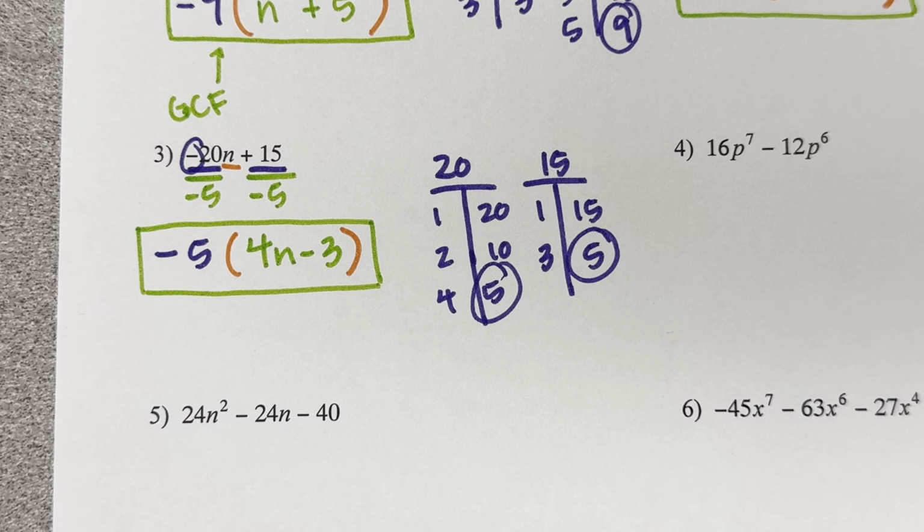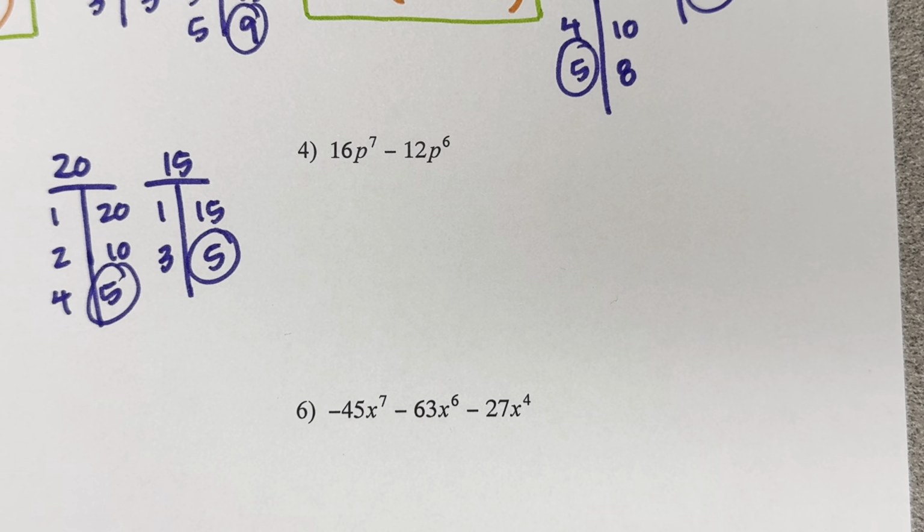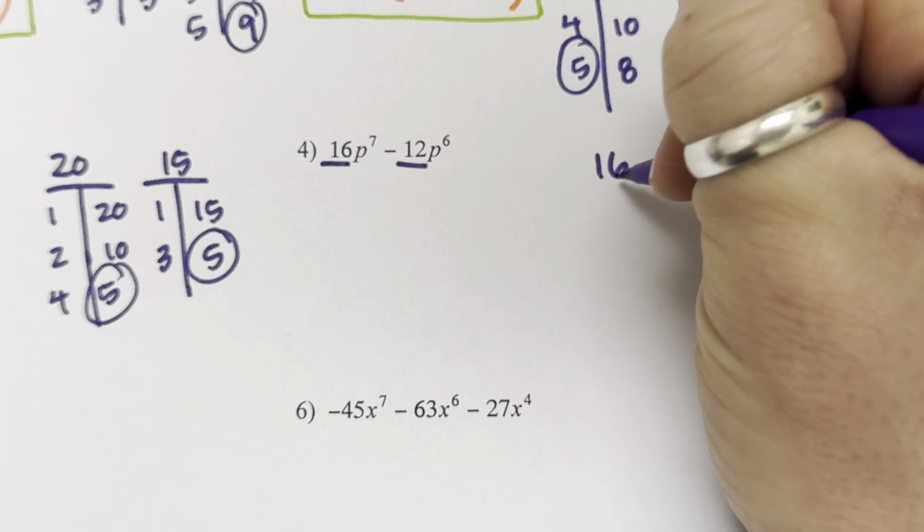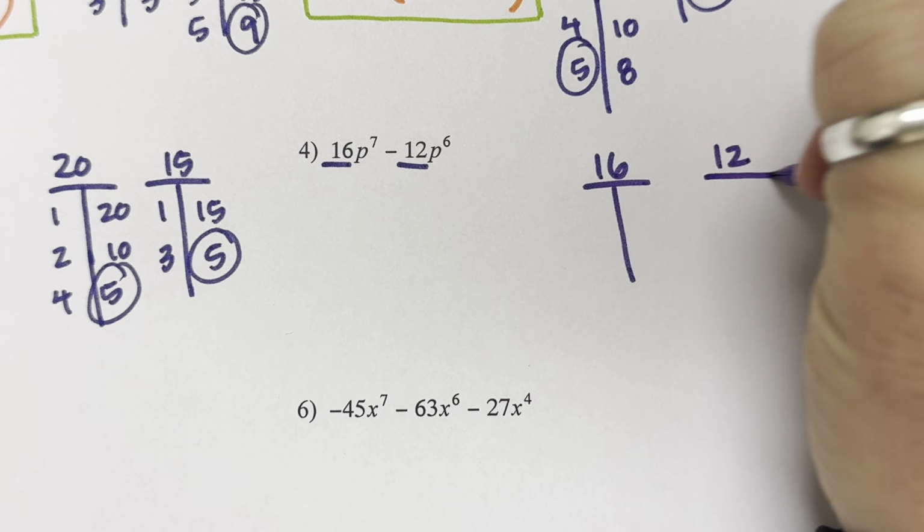Okay, let's try that one more time. 16 and 12. My first term is not negative. I don't need to take out a negative. I just need to find the GCF for 16 and 12.